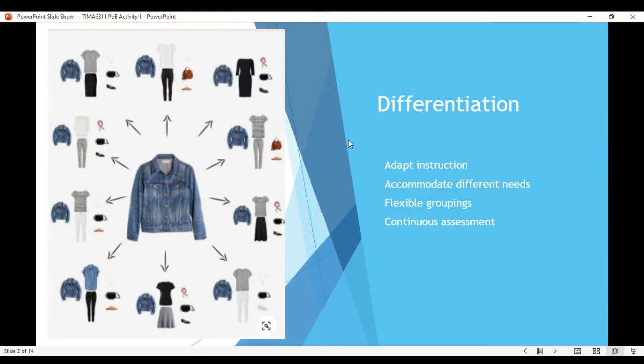Your groupings should be flexible. That means it should not be stagnant, where a learner stays in the same group for a long time, because that leads to labeling, and that's not the purpose of differentiation. And we should also do continuous assessment within our groups during the differentiation process.